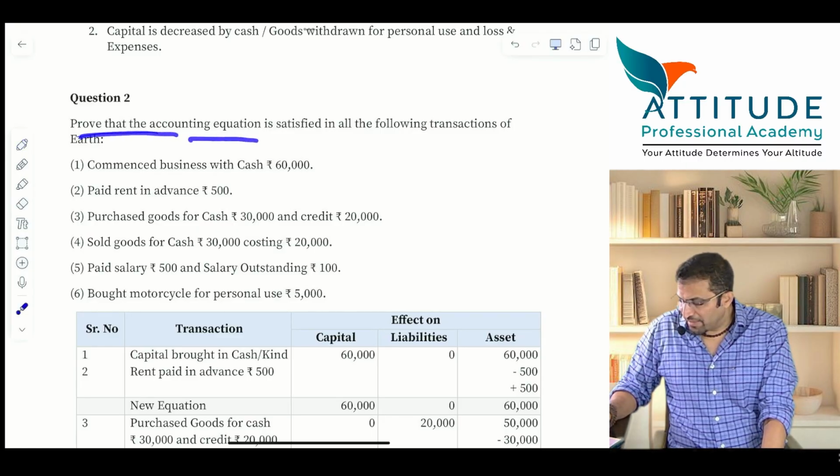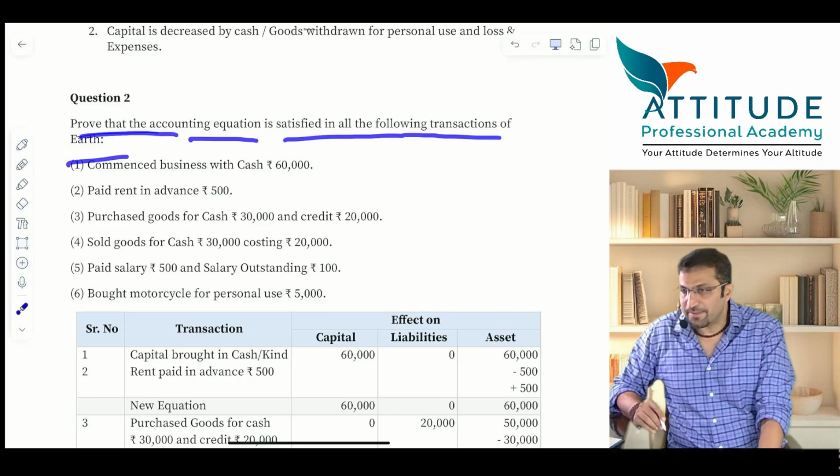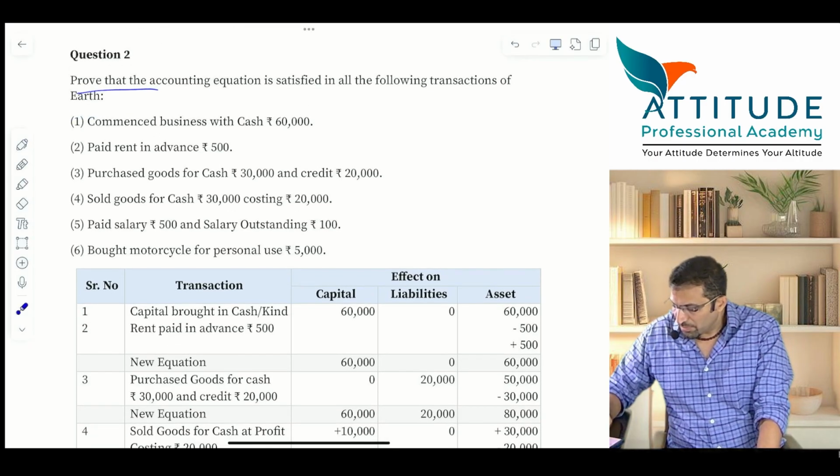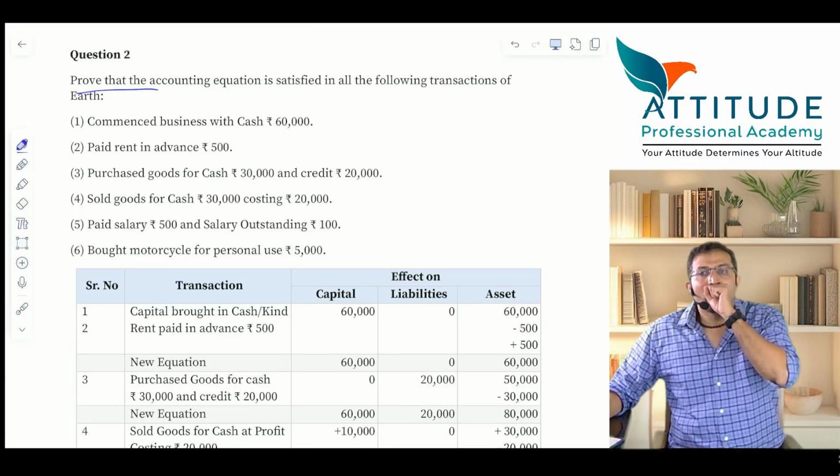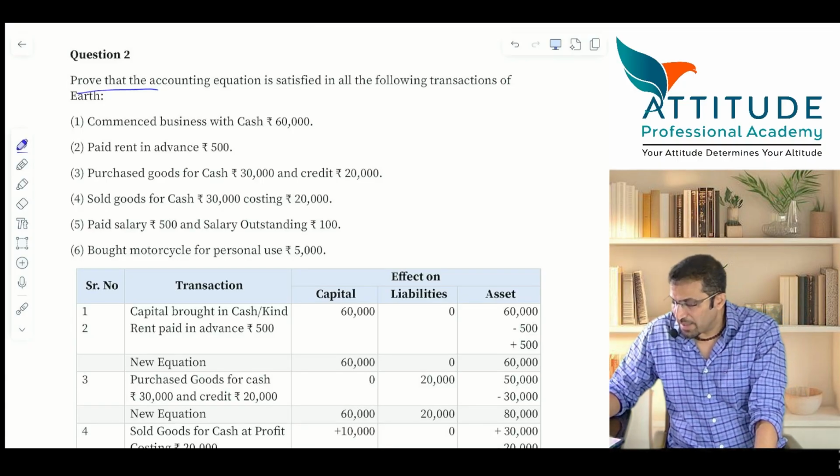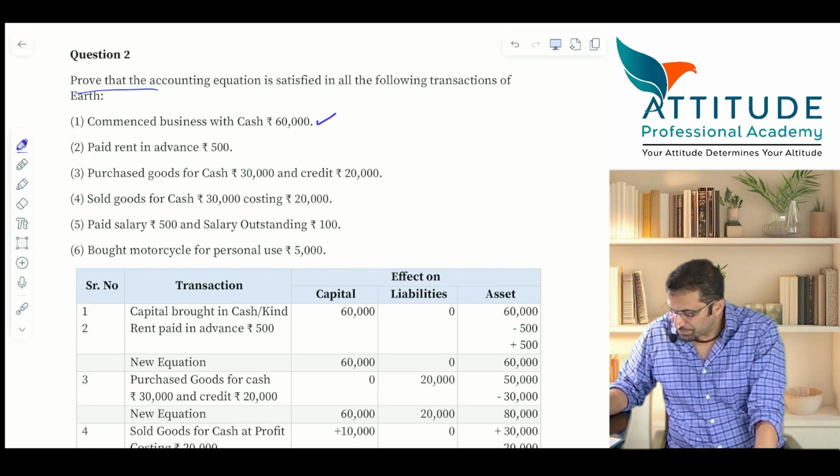Prove that the accounting equation is satisfied in the following transactions. Now, please answer this. Commenced business with cash, how much? 60,000. Okay, please answer this. What all will increase?